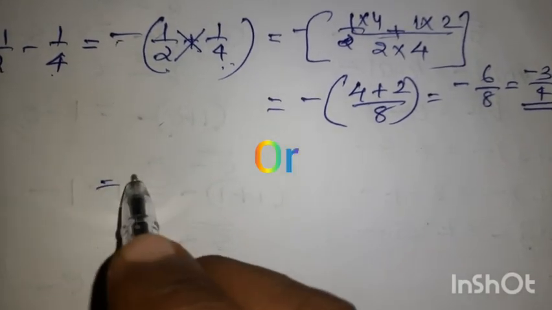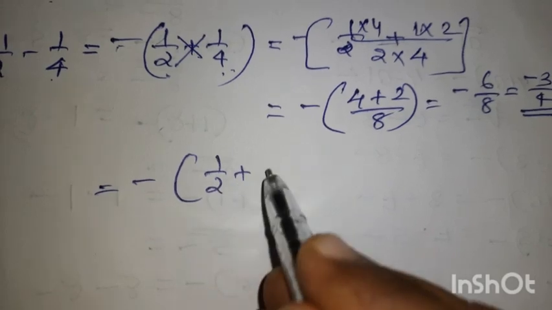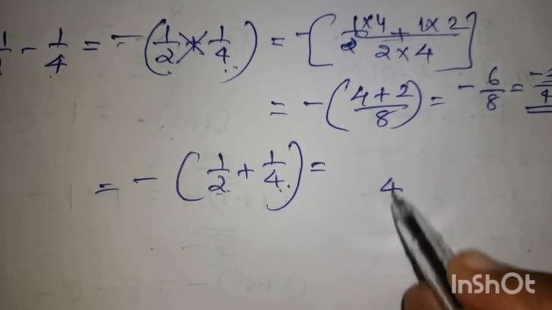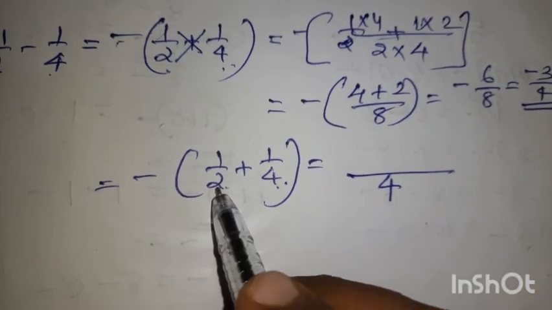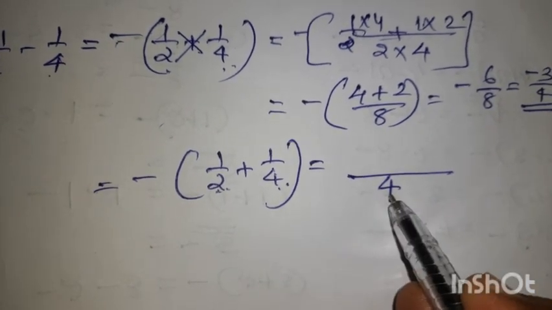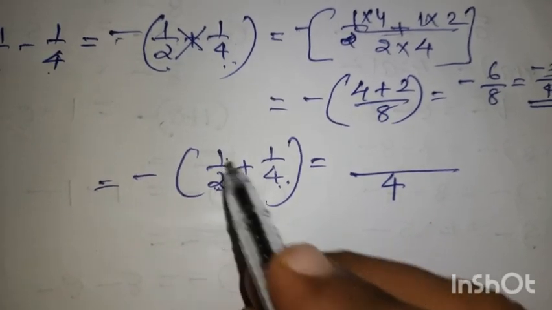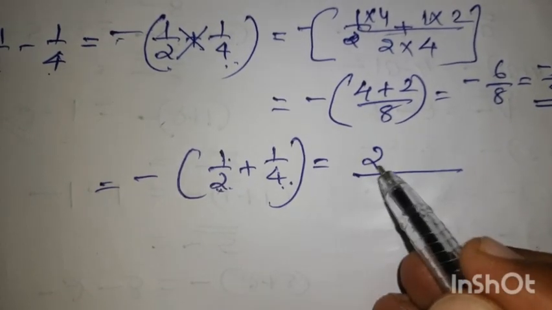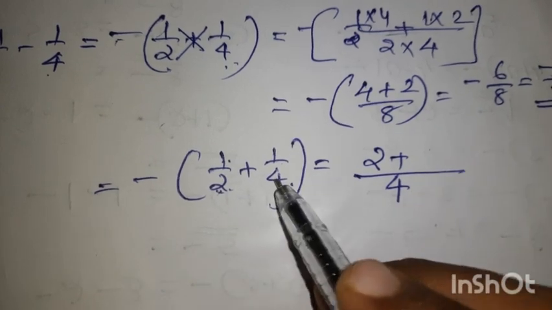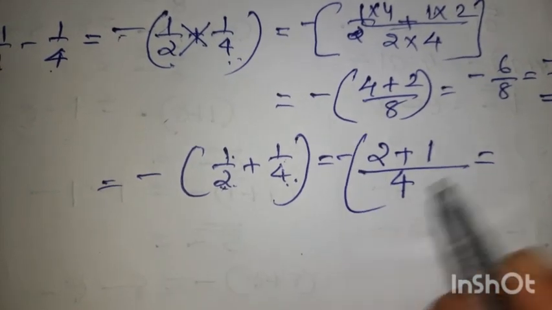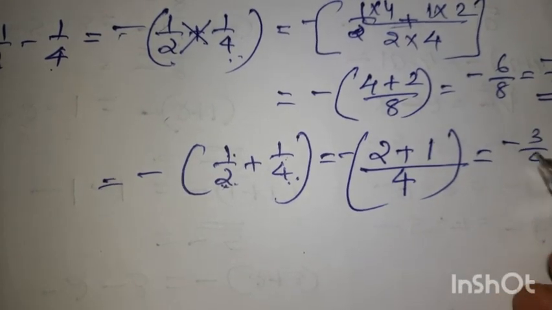Or minus of 1 by 2 plus 1 by 4. Take the LCM of 2 and 4. The LCM is 4, and here the denominator is 2. You have to make it 4, so you have to multiply by 2. The same 2 you have to multiply with the numerator also. So 1 into 2 is 2, plus the denominator is 4 itself. So the numerator we can write like that. So minus of 3 by 4.